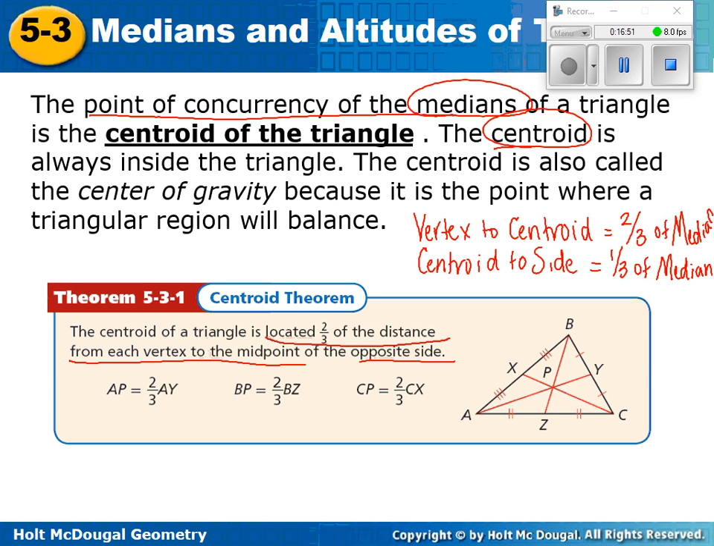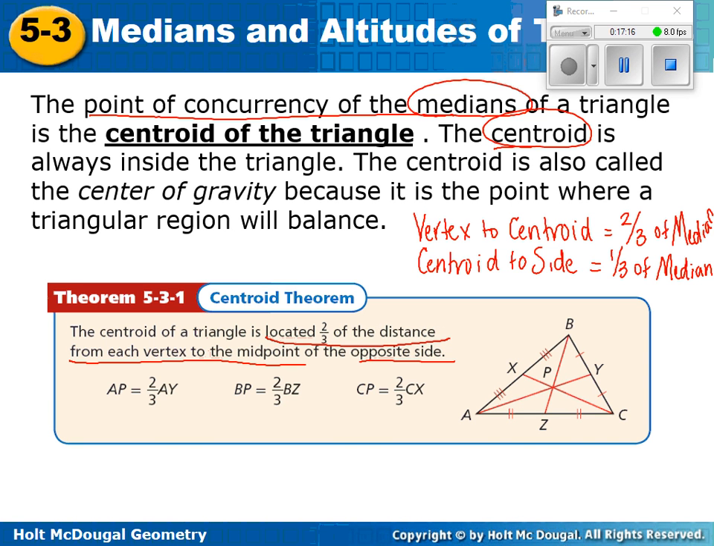So again, if the median is 15 units long, what would 1/3 of that be? 5. Does that make sense? Okay, so it splits the median into 1/3 and 2/3. The 1/3 is the part from, I wrote 1/2, I don't know why. Sorry. The 1/3 is the part from the centroid to the side. The 2/3 is the part from the centroid to the vertex.